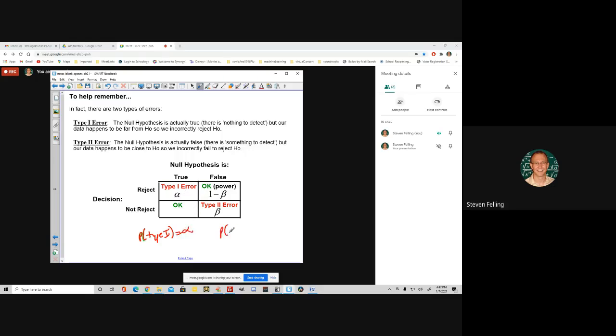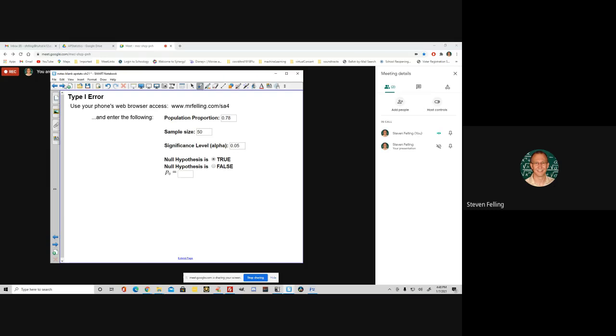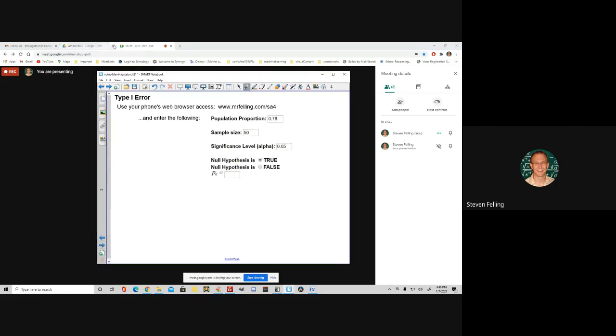And the probability of having a type 2 error occur is defined as the symbol beta, which is like the B in the Greek alphabet. Okay. All right. So we're going to look at these things in a little bit more detail by using one of those phone apps that we have seen. So let's take a quick look at this phone app.